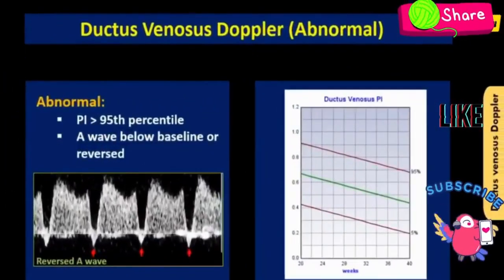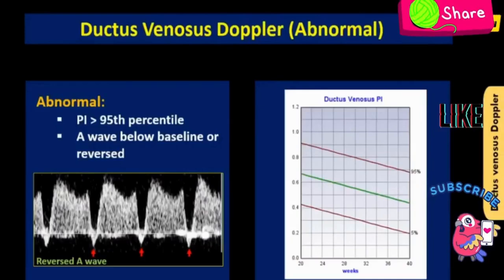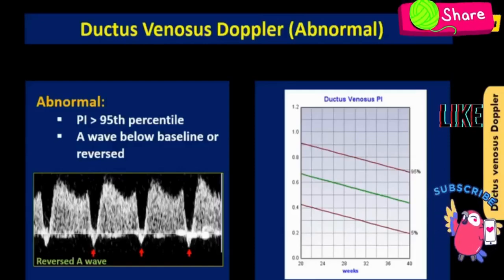Abnormal findings include the absence or reversal of the A wave. This is associated with increased risk of aneuploidy and congenital heart disease. In monochorionic twins, reversal of the A wave is a marker for increased risk of developing twin-twin transfusion syndrome. When reversed A wave is depicted in a fetus with fetal growth restriction, this finding seems to indicate that fetal survival is unlikely beyond 1 week.